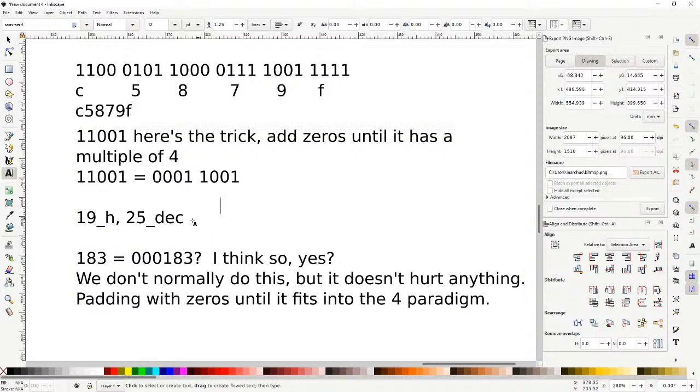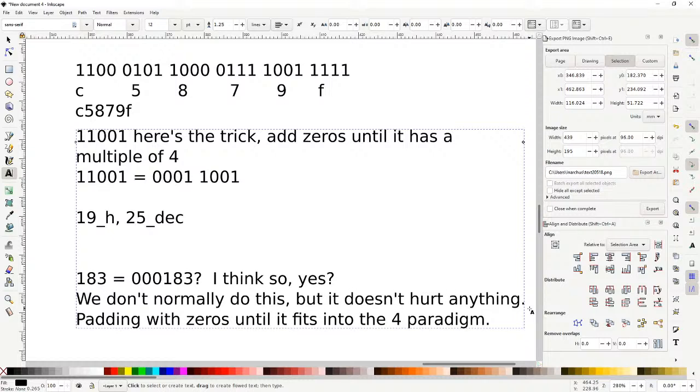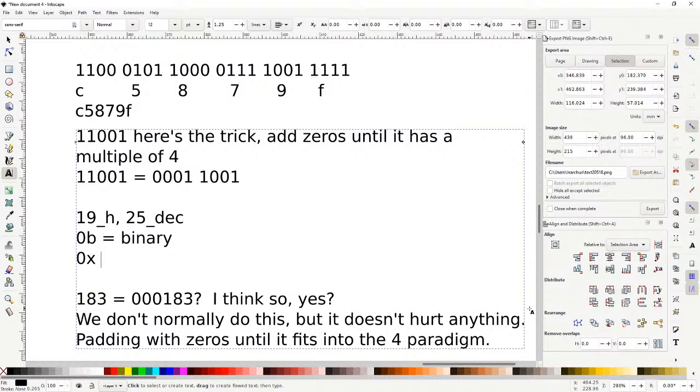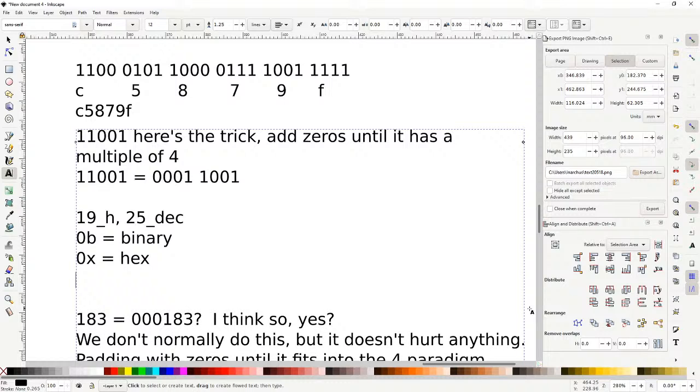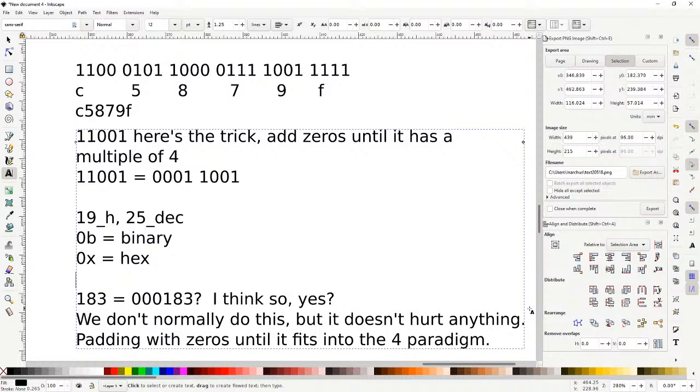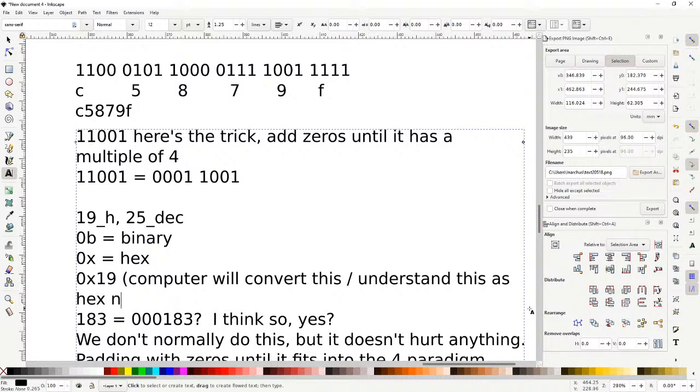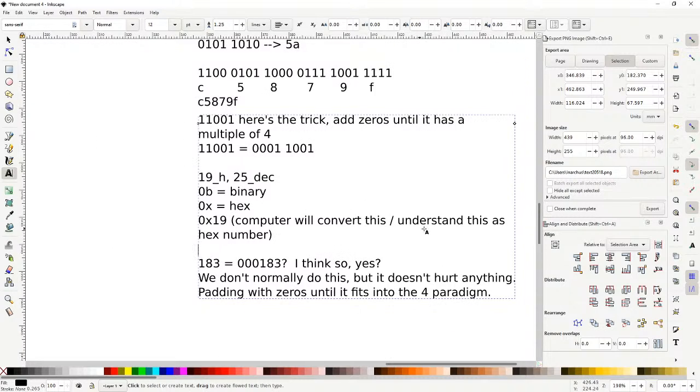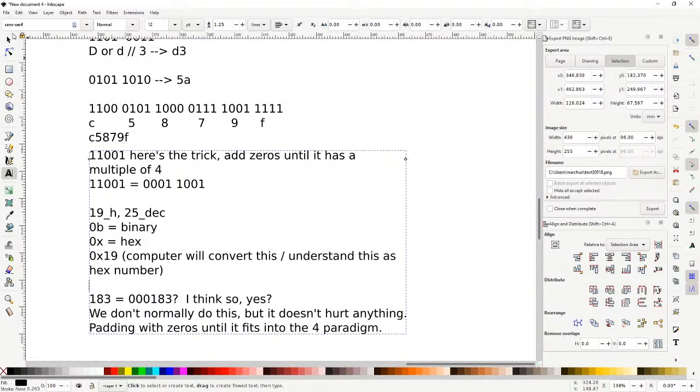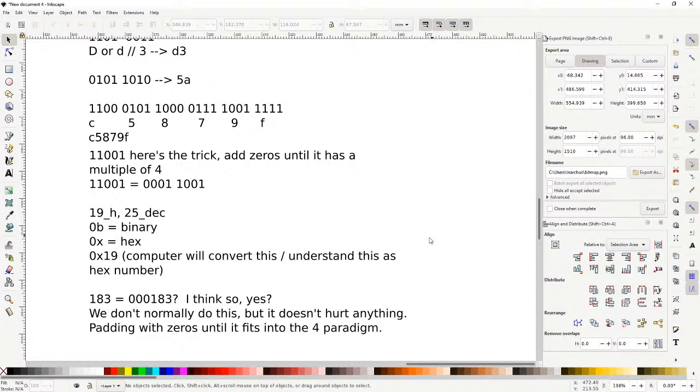Yeah, so for computers, someone's kind of jumped ahead of me. Instead of saying 0b for binary, you say 0x for hex. And so in most programming languages, if you type something where you say 0x19, the computer will understand this as a hex number. Okay? All right. So let's keep going.